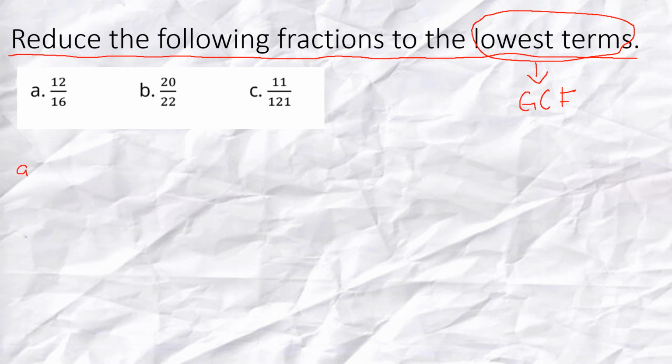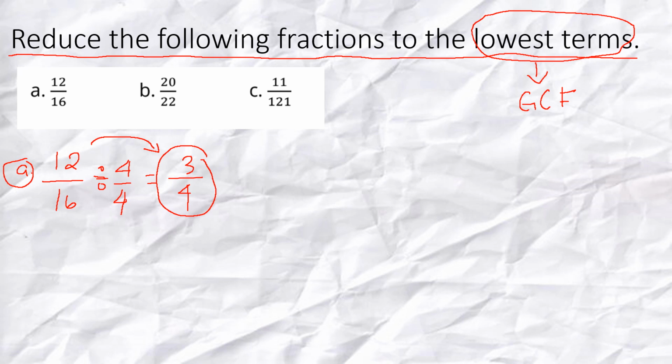In this case, for letter A, we have 12 and 16. The GCF of the numbers 12 and 16 is the number 4. So we need to divide 12 and 16 by the number 4. So 12 divided by 4 is 3. 16 divided by 4 is 4. Therefore, the lowest term of 12 over 16 is 3 over 4.